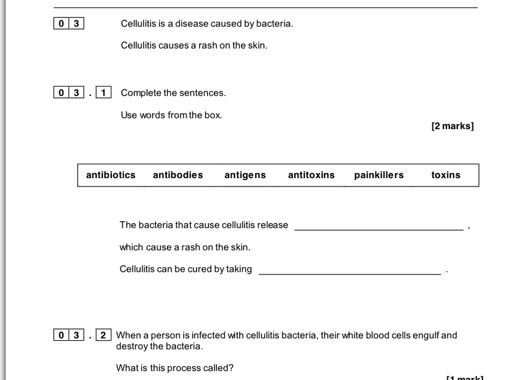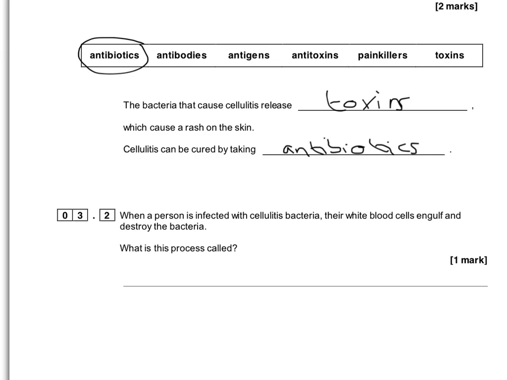So question 3 is about a disease called cellulitis. Important things, it's caused by bacteria. So complete the sentences, use words from the box. The bacteria that causes cellulitis releases toxins, which cause a rash on the skin. Cellulitis can be cured by taking antibiotics because it is caused by a bacteria. 1 mark for each of those answers. When a person is infected with cellulitis bacteria, the white blood cells engulf and destroy bacteria. What is this called? This is called phagocytosis.